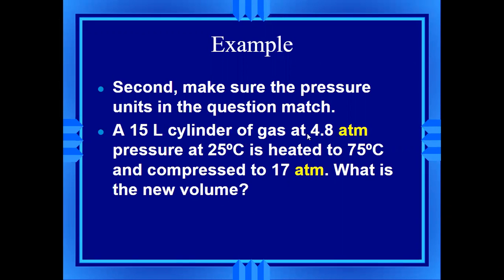Now we need to make sure that our pressures match. Our initial pressure is 4.8 atmospheres and our final pressure is 17 atmospheres. Since they're both in atmospheres, we're good because they match. Now remember, if one was in atmospheres and one was in millimeters of mercury, you would have to convert to make them the same units. But in this case, we don't have to, we're fine.